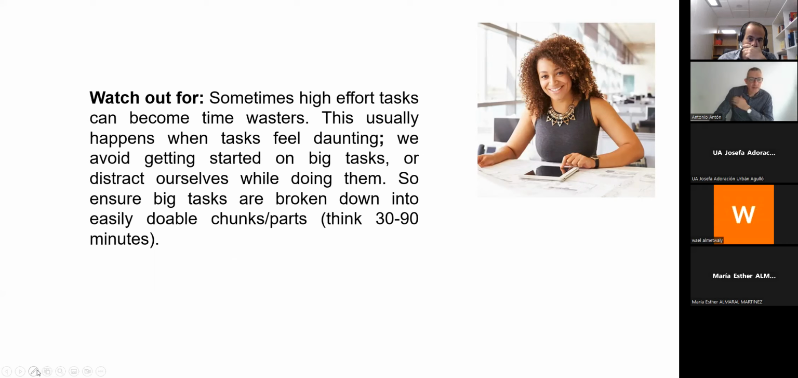To some extent, we avoid getting started on big tasks. So ensure that when it comes to carrying out big tasks, you need to, I don't know, train students. When you want to start studying 7 or 8 units with a lot of content, you think, oh my God, this is massive. I'm going to pass. I'm going to skip this class. I'm going to enroll in other classes because this is too much. So this is not a good recommendation.